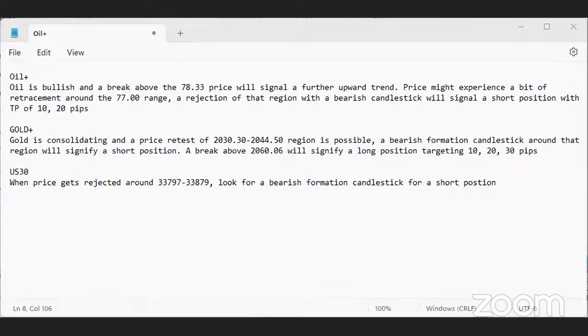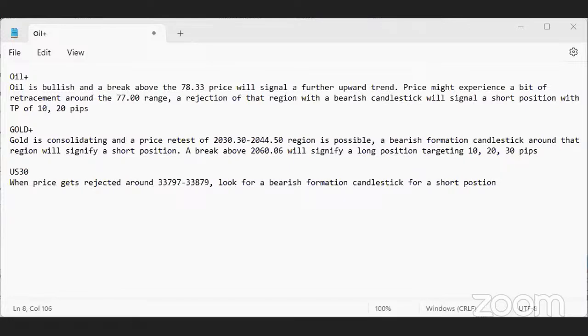Also, the movement of US 30, US 100 and US 500 seems similar. So you should know that what happens around that area on US 30 could have the same spiral effect on US 100 and US 500. You can use the same knowledge you have on US 30 and apply it on the other instruments.